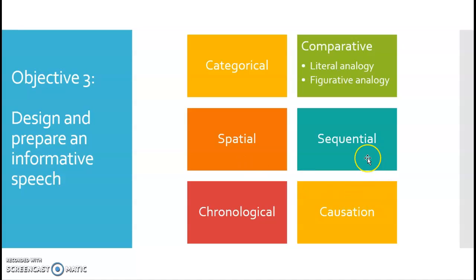The fourth option then is sequential. Now this is what you'll use when you deliver your demonstration speech. That is where you break things down into step 1, step 2, step 3. Next is chronological, and that is where you would go through a period of history and take us through the events before, during, and after 9/11, or the day Kennedy was shot, morning, noon, and night. And then lastly, we have causation, and that's where you examine cause and effect, okay? What causes and what the effect is.